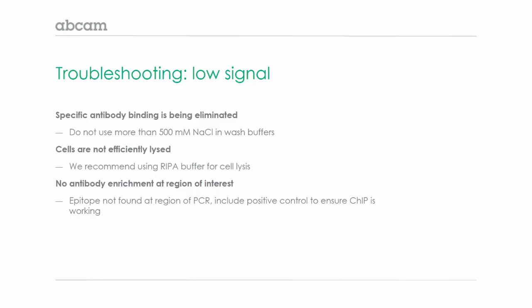Make sure your cells are sufficiently lysed. Something like a RIPA buffer should work well. Keep in mind that your result might be real if there's no antibody enrichment at the region of interest, so be sure to include a positive control antibody and locus to ensure the ChIP is working.